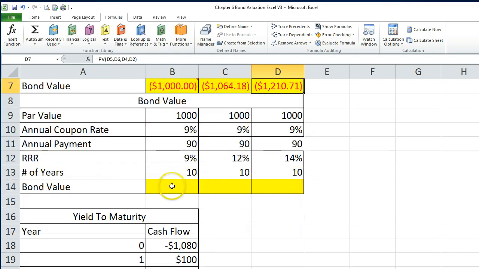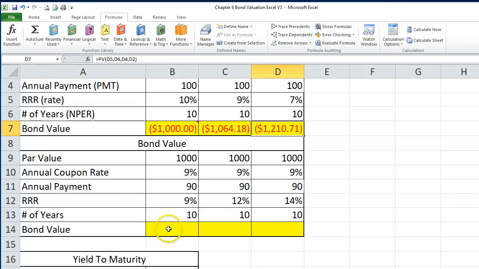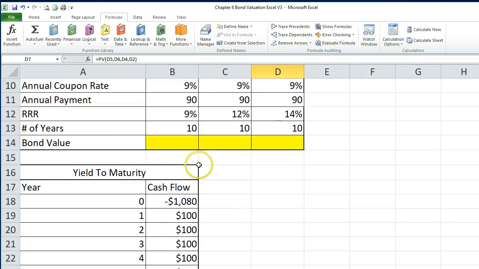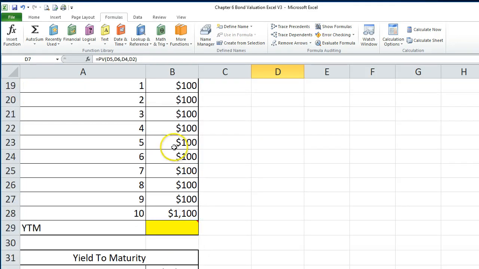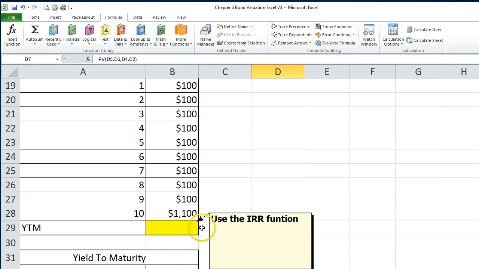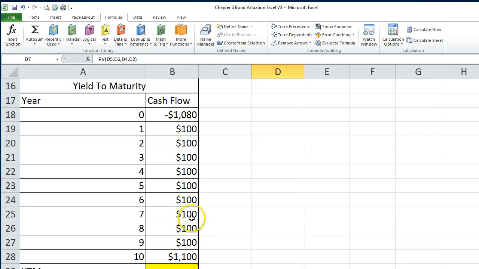Okay, so these questions down here are just a second set of questions that you can answer now that you know how to answer them. Let's move on to the next problem, which is yield to maturity. In yield to maturity, it's telling me to use the internal rate of return function.